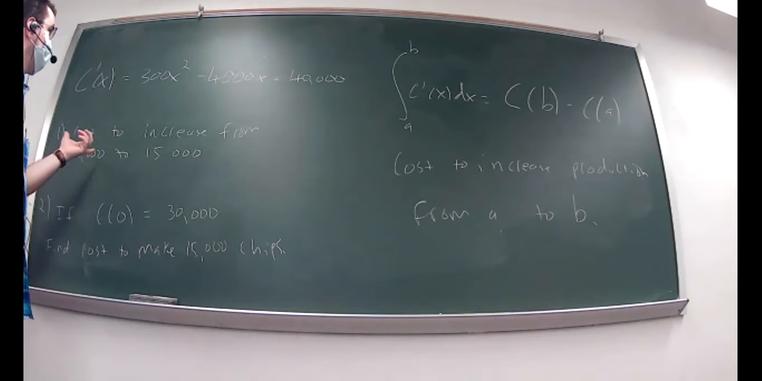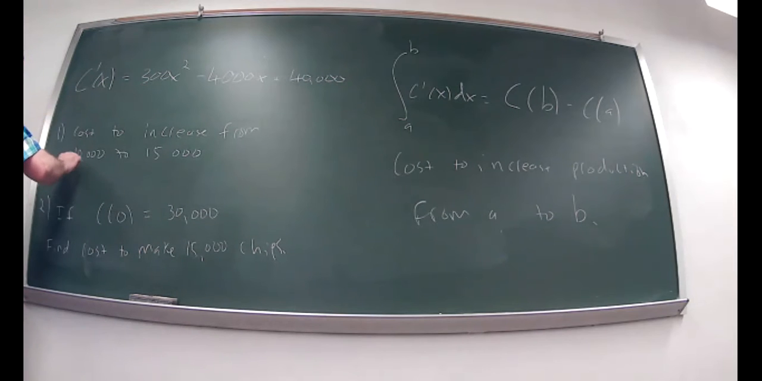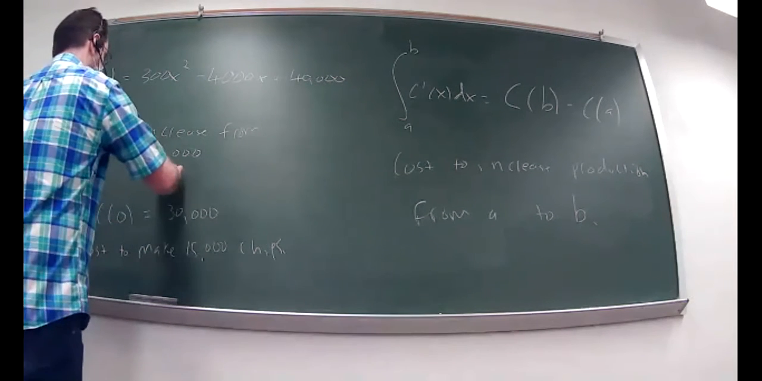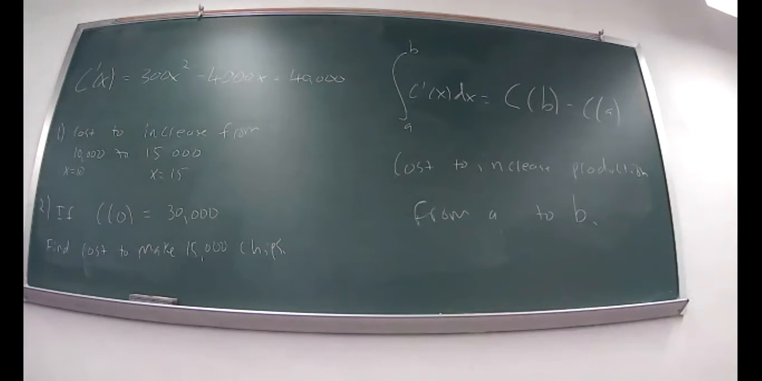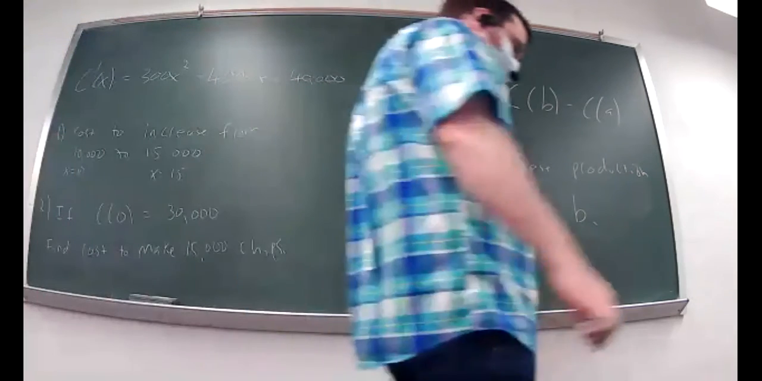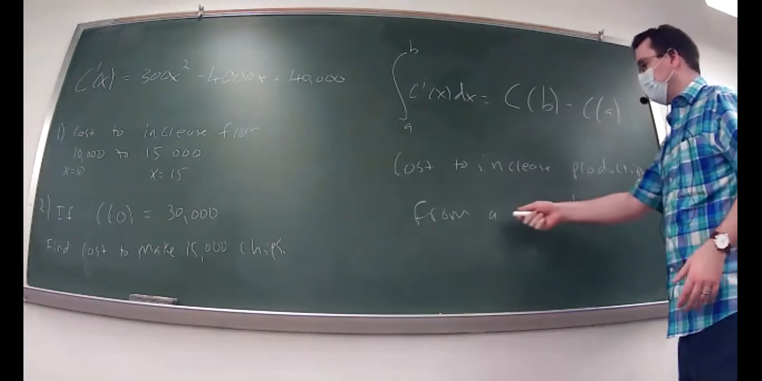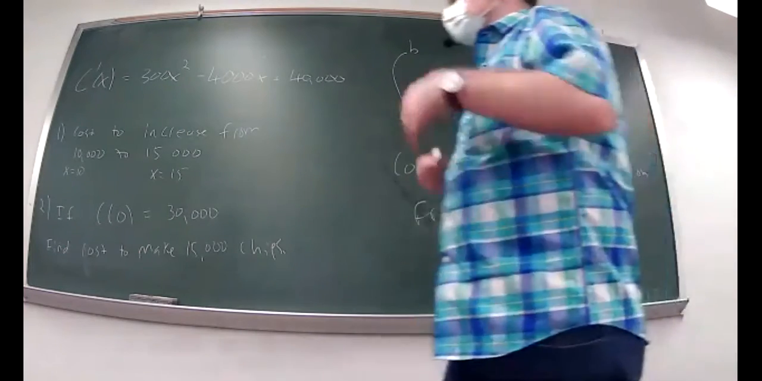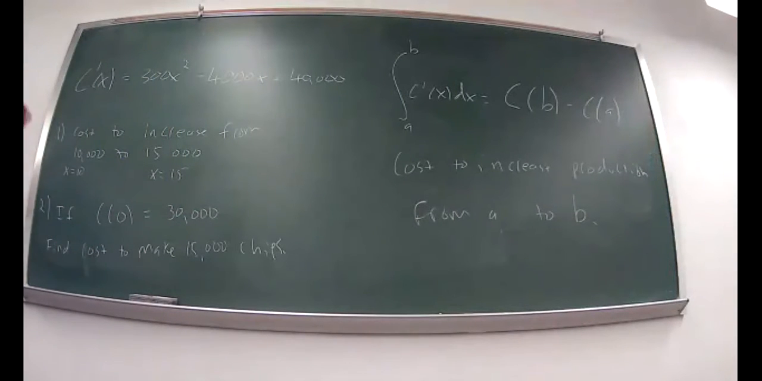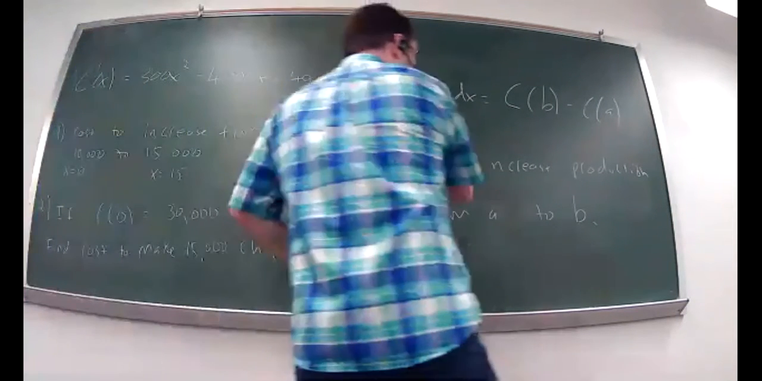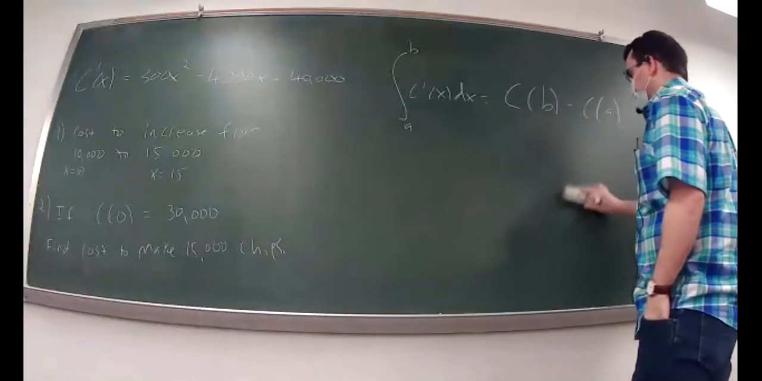How can we do that? First, we're told that x is in thousands. So 10,000 would be x equals 10, and 15,000 would be x equals 15. We don't want to get tripped up by that. And of course, cost to increase production from A to B should be the cost of making 15,000 chips minus the cost of making 10,000 chips. That's reasonably what it means to increase production from one level to another.